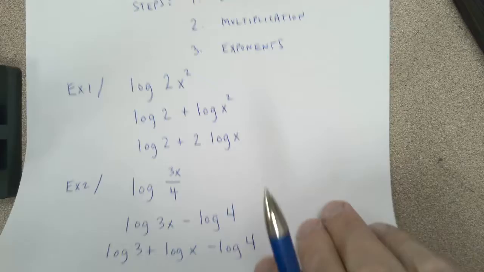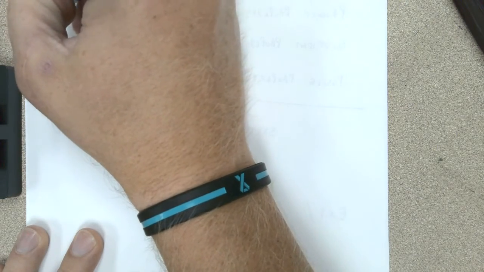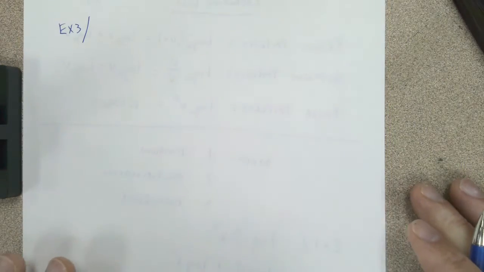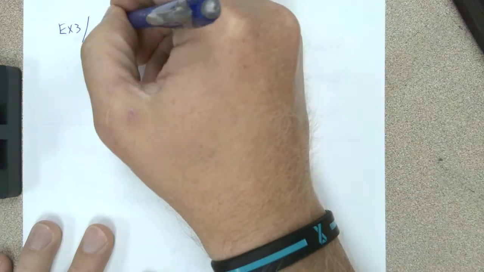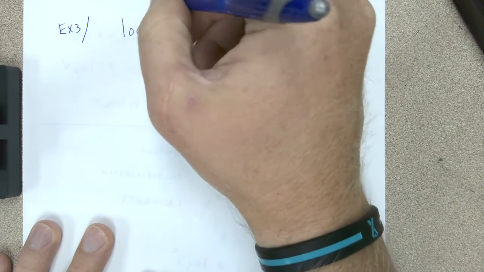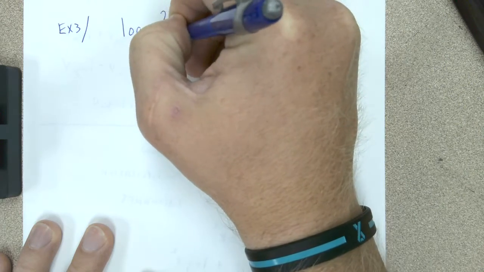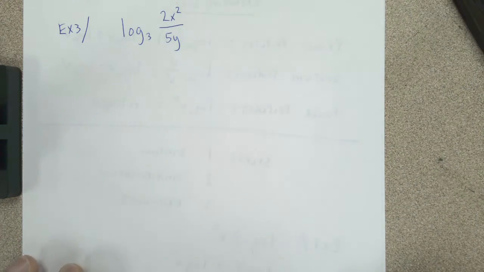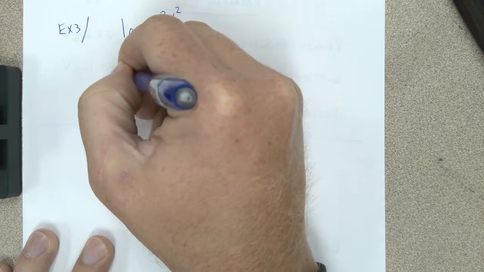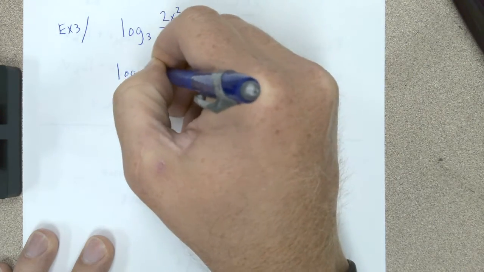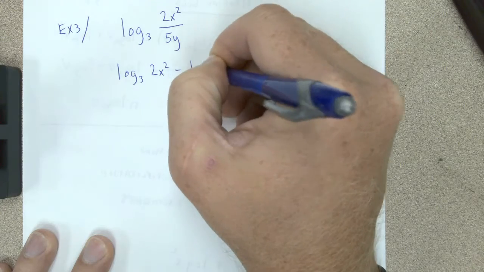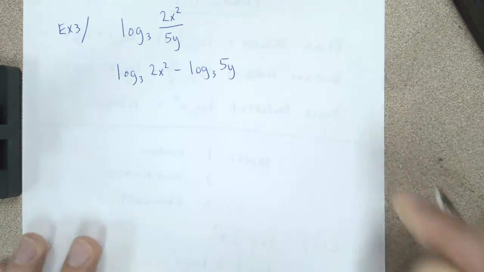Okay, let's go ahead and get a little more complex. We're going to look at a couple more expanding before we go to condensing. Okay, so example 3, let's say we have the log base 3 of 2x squared over 5y. So again, we're going to do the division first. So this becomes log base 3 of 2x squared minus log base 3 of 5y.